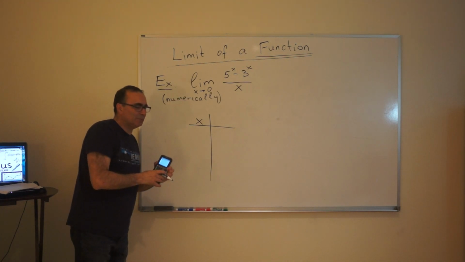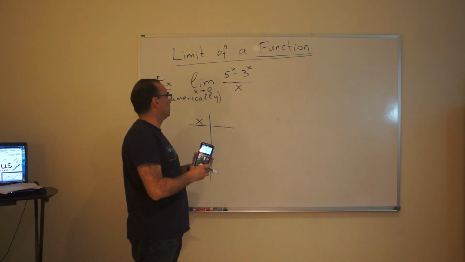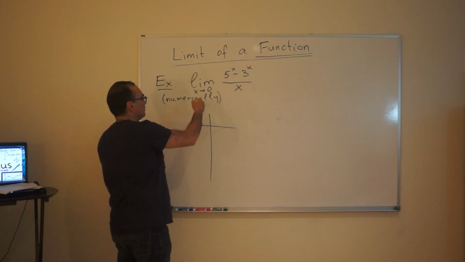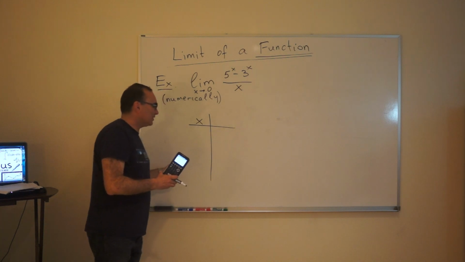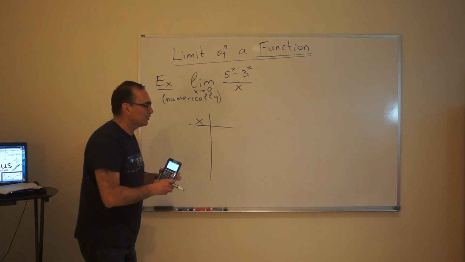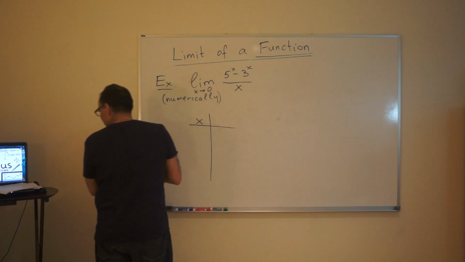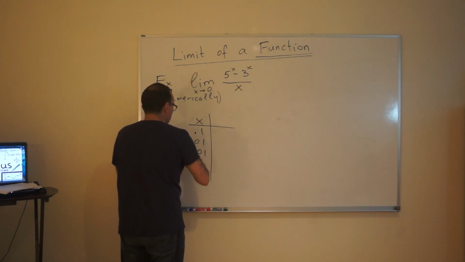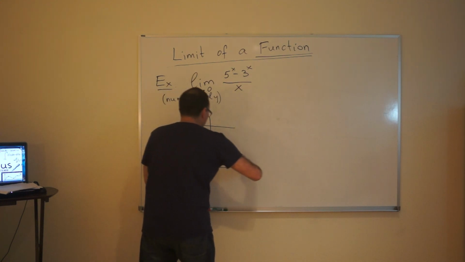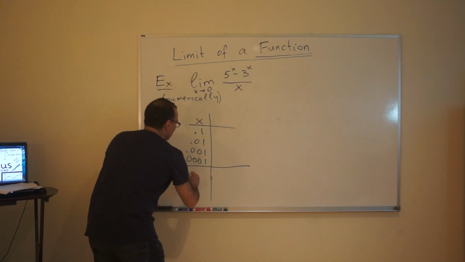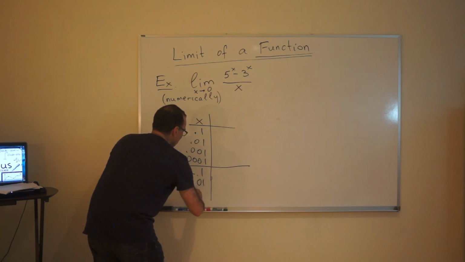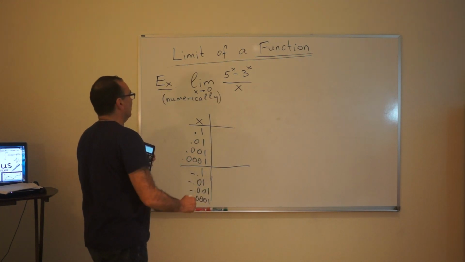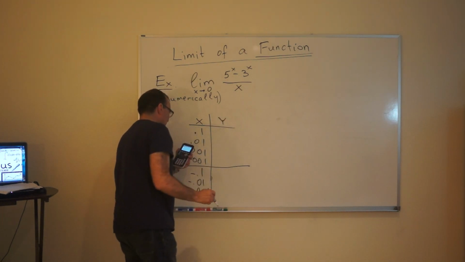When x approaches 0, that means x takes values which are close to 0, which are small values, and those small numbers should be on both sides of 0, which means some positive and some negative, and every next number that we are trying should be closer and closer to 0. Like in this example, it would be 0.1, 0.01, 0.001, 0.0001. And on the other side of 0, it will be negative 0.1, negative 0.01, negative 0.001, negative 0.0001. And I'm going to plug them all into the function.